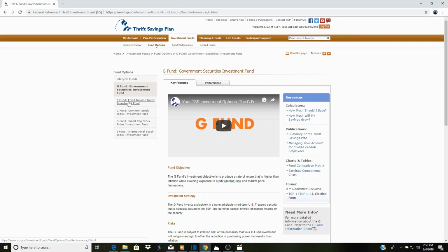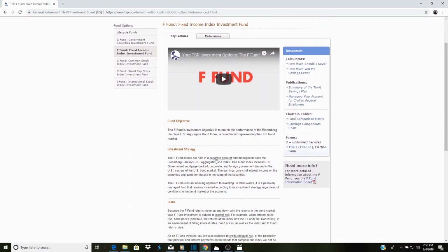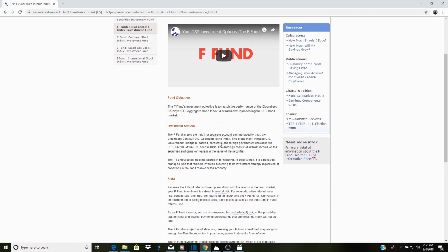Next fund is the F fund, F like Frank. So that's a fixed income investment fund. So this fund actually tracks the Bloomberg Barclays US Aggregate Bond Index, which is a broad bond index. So this is the primary one that is tracked in most index investing strategies. So this is a very good fund. This will be where you get most of your bond exposure.